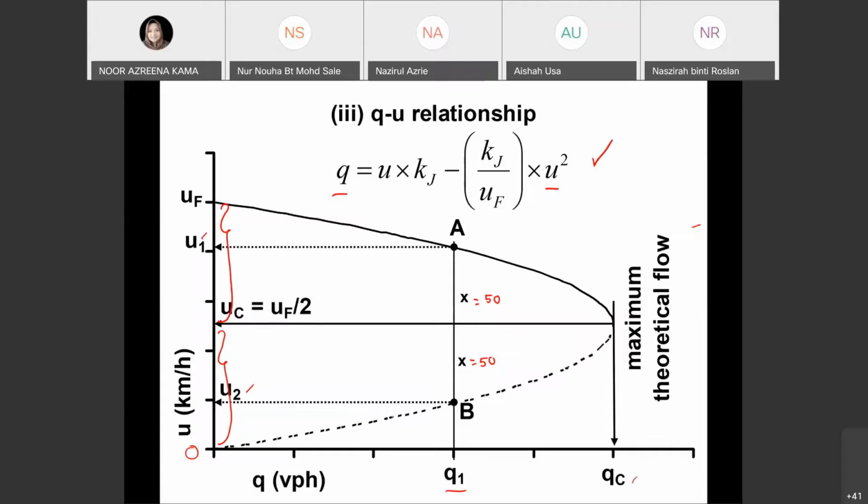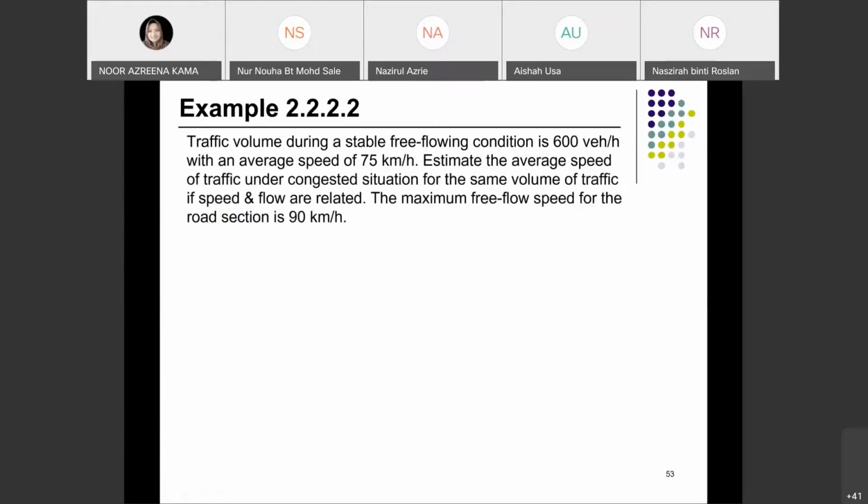Let us try this example. Okay, cuba buat, saya bagi 5 minit. Sekarang 9.15, 9.20 nanti saya panggil random siapa-siapa.